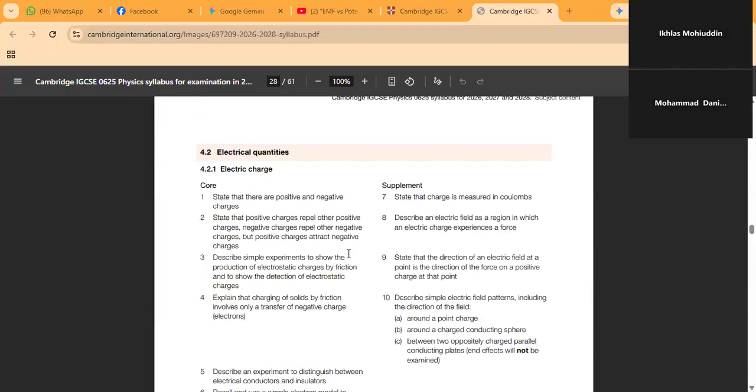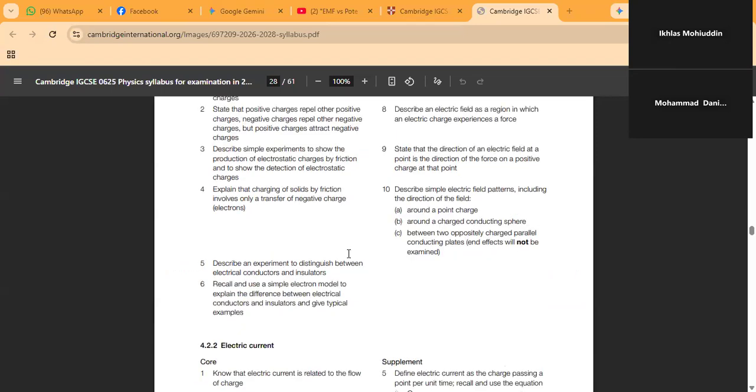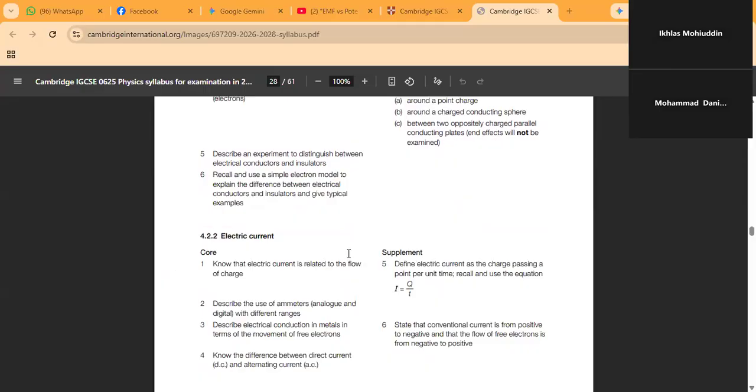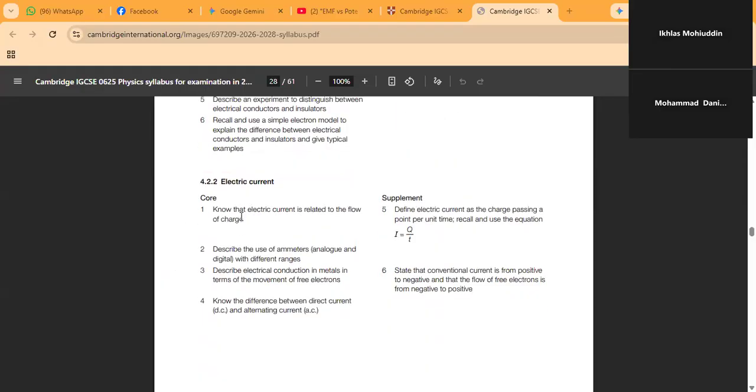Now look at the syllabus here. What we have covered today. We have already discussed that electric current is related to the flow of charge. Second point, describe the use of ammeter, analog and digital with different ranges. We have done this. Electrical conductors and insulators, metals in terms of electrons, this is already done.